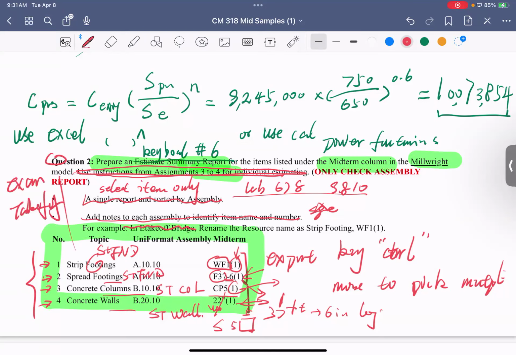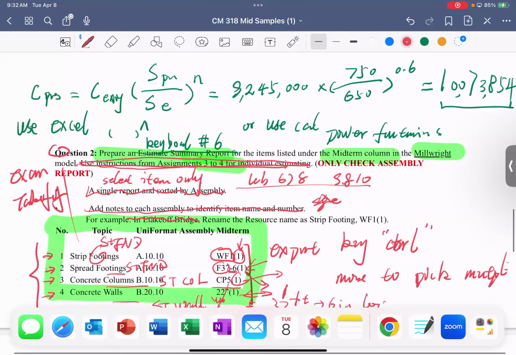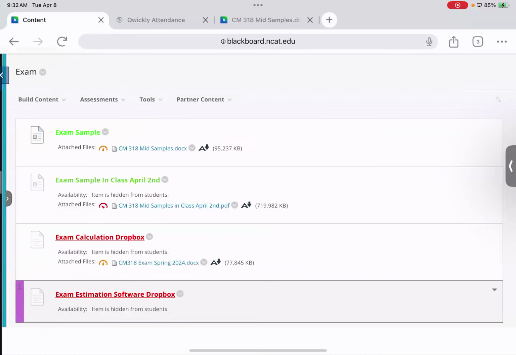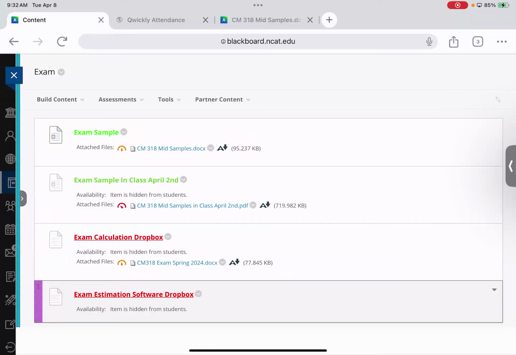Any questions so far? Go ahead. When we turn it in, do you want us to submit two separate files, or put it in one? You are going to submit two separate files. If you see the exam over here, this is for your calculation, and this is for your quantity takeoff. You still can do the Excel over here, but try to make your Excel only print one page wide, okay? You can upload the Excel or the PDF, and this one you upload your PDF.